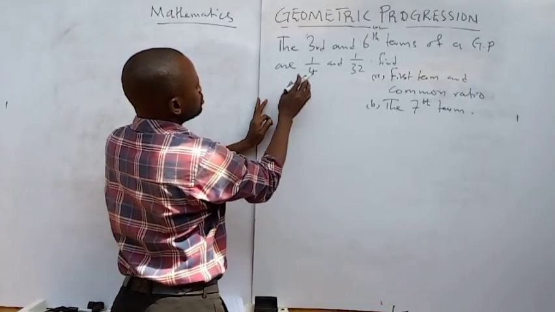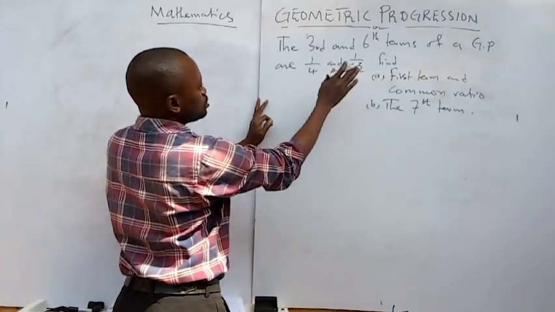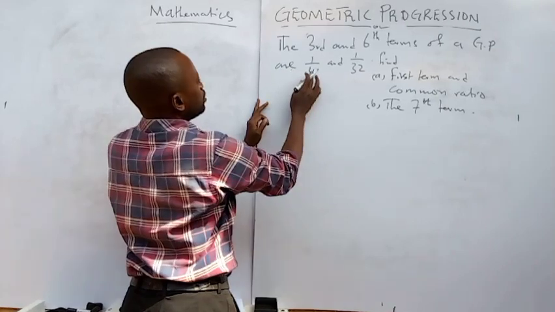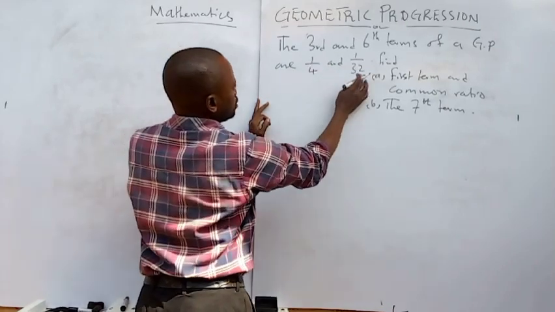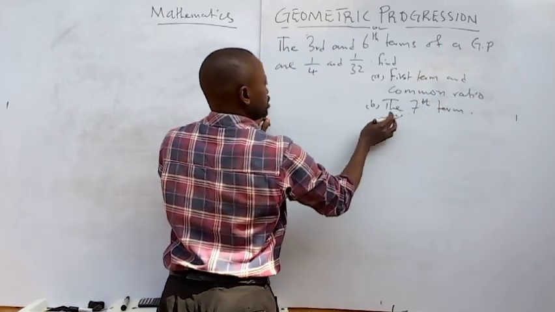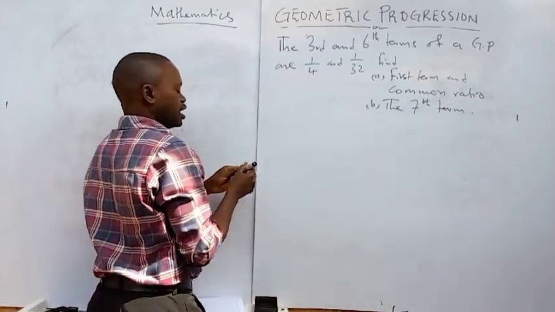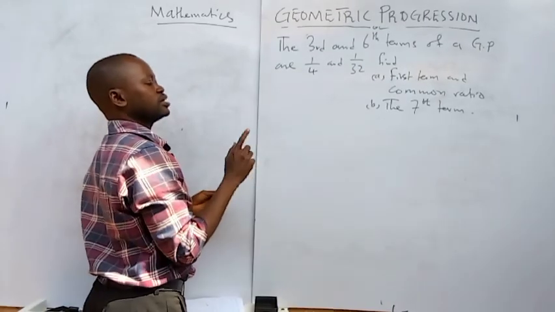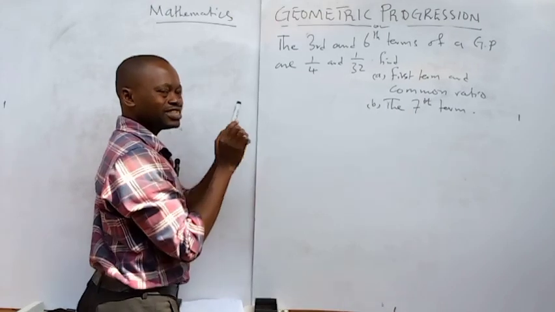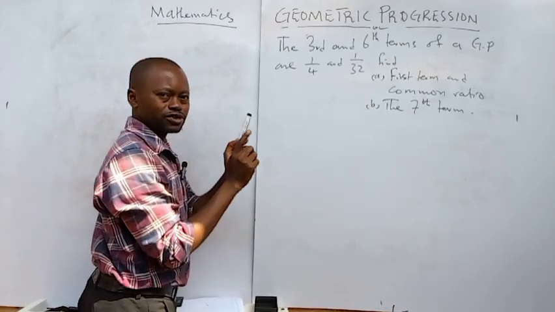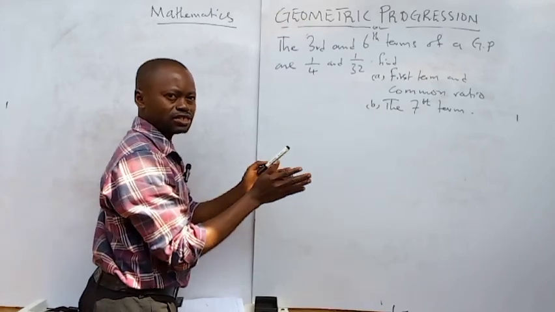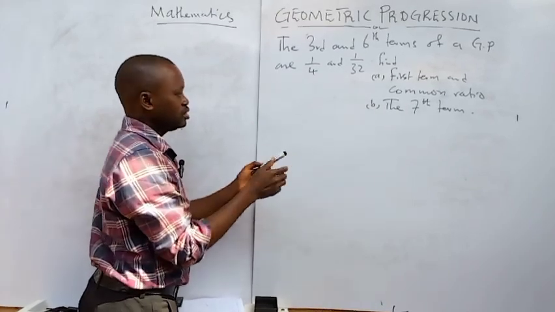The question says the third and the sixth terms of a geometric progression are 1 over 4 and 1 over 32. Find the first term and the common ratio, then the seventh term. I keep on saying one thing: in any mathematical problem, look out for the access points through which you can penetrate that question. It has to be there. There must be.